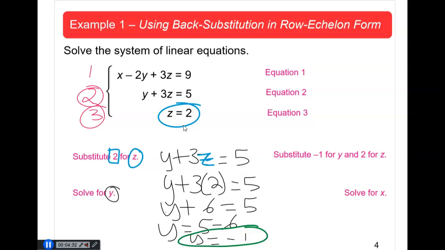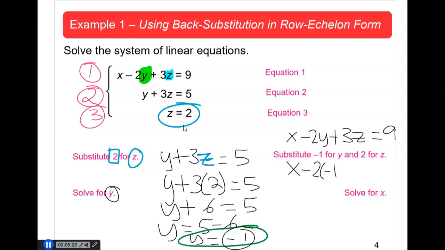So now we can go back to the first equation, and we will be substituting the value of z and the value of y to solve for x. Again, I'm going to write the equation here first. x minus 2y plus 3z equals 9. And then we're going to substitute now. So instead of y, we're going to use the number that we found here, -1. And then plus 3, instead of z, we're going to use the number that we had here already, 2, and then we're going to solve for x.